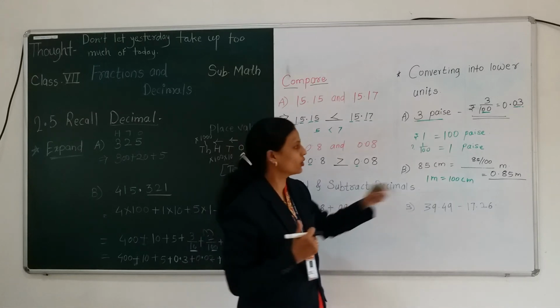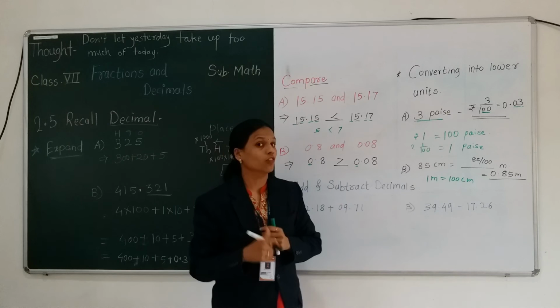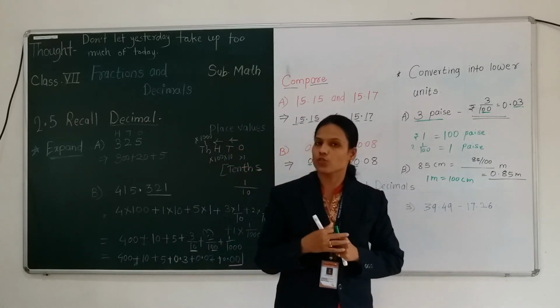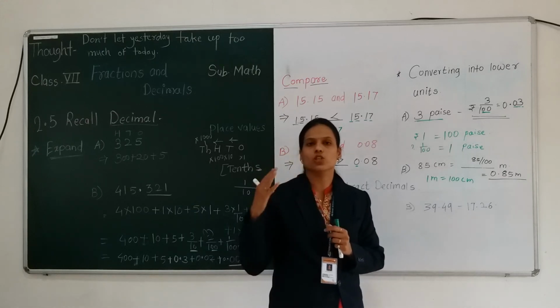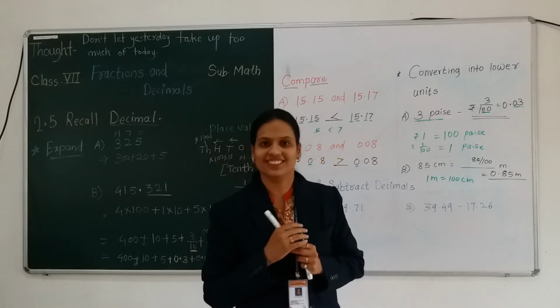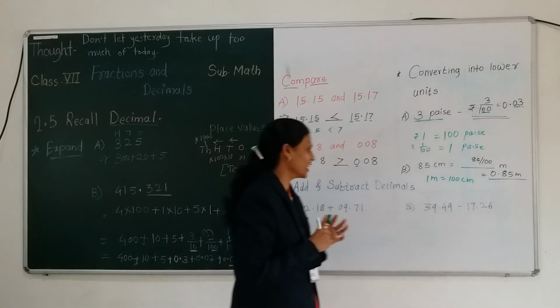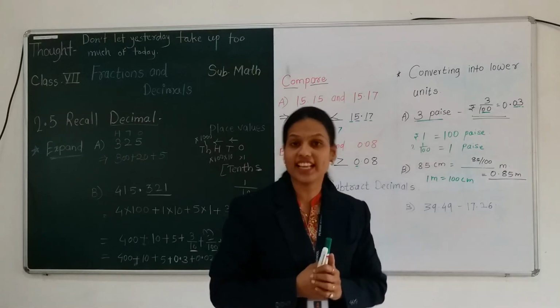Understood? Okay. So whenever the number is divided by 1000, 1000 carries 3 zeros. So where should we put our decimal point? 0.0001 or 0.001? Clear?